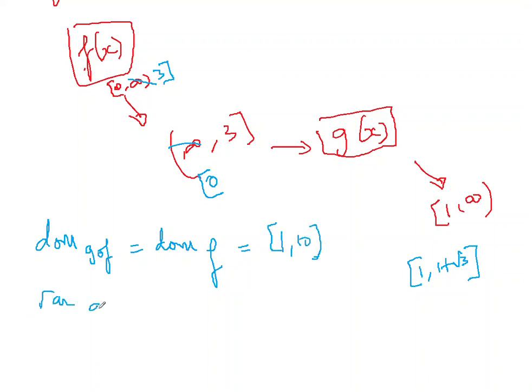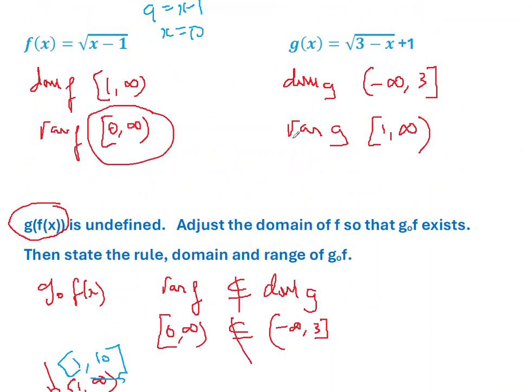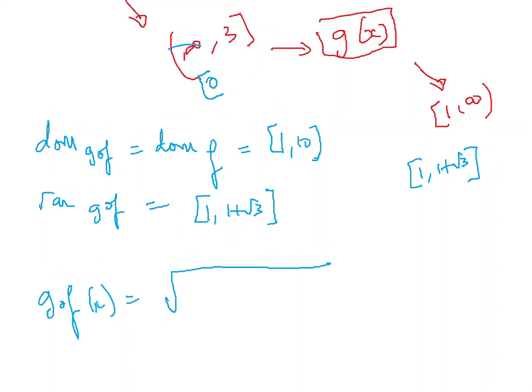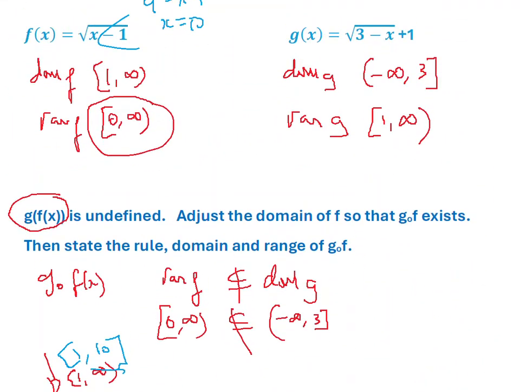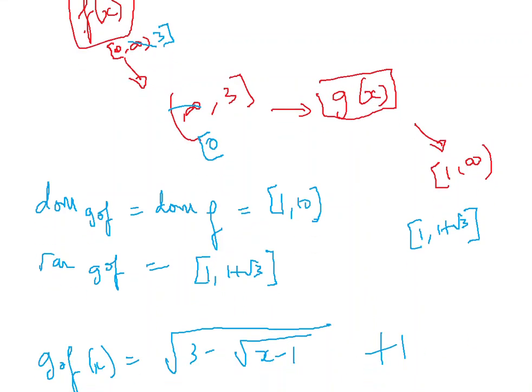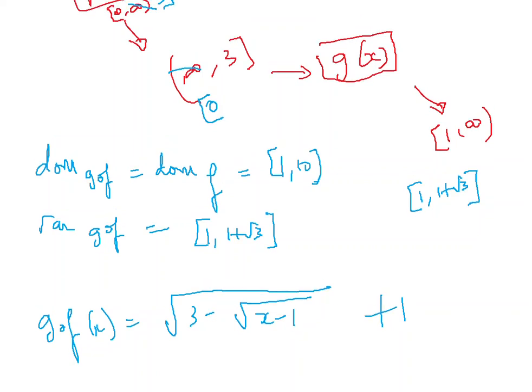The range of g o f will be from 1 to 1 plus root 3, and the rule will be f sitting inside of g. This sits inside of there, so I'm going to have g of f of x is going to be the square root of 3 minus the square root of x minus 1, plus 1. And that's what the rule is, and that's what the domain is, and that's what the range is.